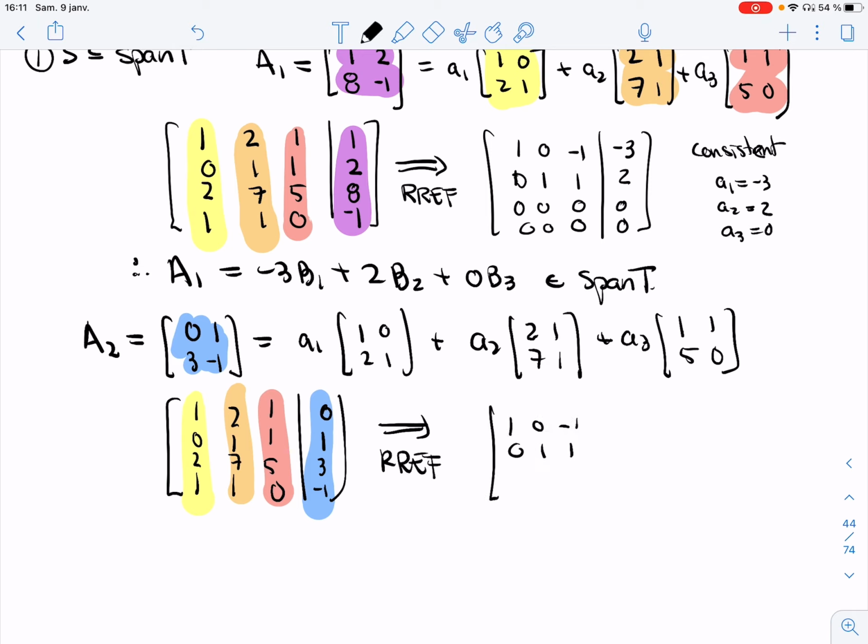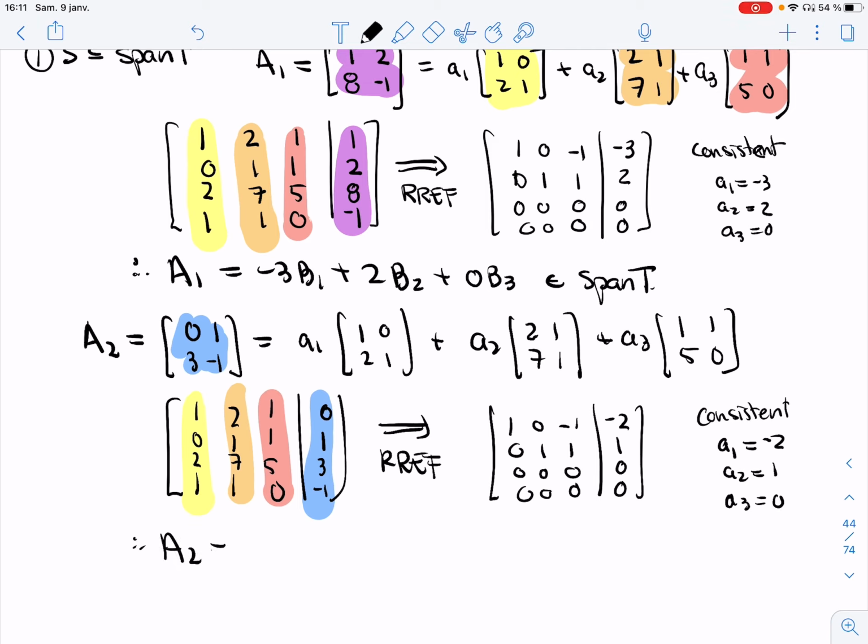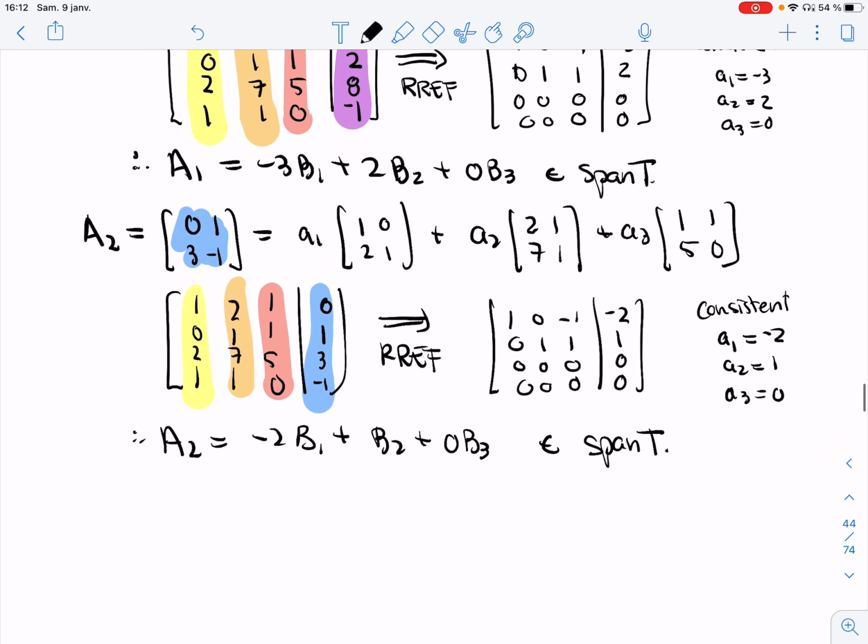I'll get the same coefficient matrix because I started with the same coefficient matrix before reducing. I get minus 2, 1, 0, 0, so it's consistent. And I could take A1 to be minus 2, A2 to be 1, and A3 again 0. So A2 is minus 2, B1 plus B2 plus 0, B3. As long as you find a linear combination, you get that it is inside span of T.